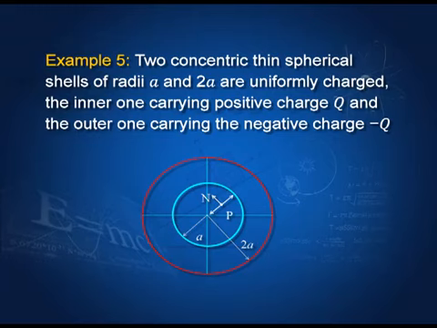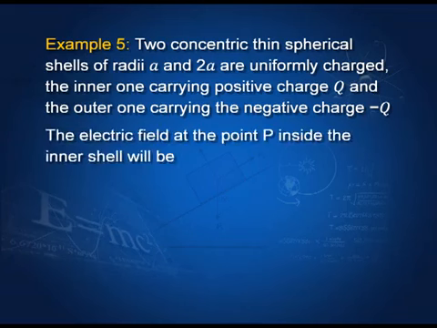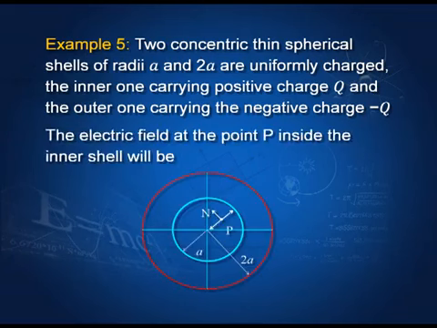As another example, we take two concentric thin spherical shells of radii a and 2a, and they are uniformly charged. The inner one carries positive charge q and the outer one carries negative charge minus q. We have to find the electric field, the direction of the electric field at the point P, which is inside the inner shell. Now, what do we do?